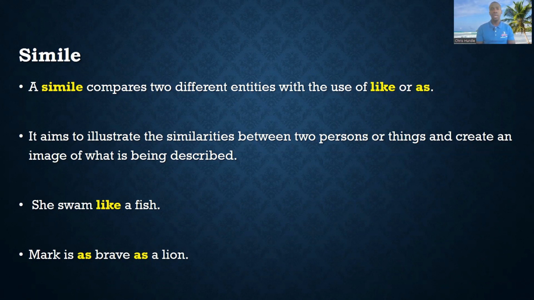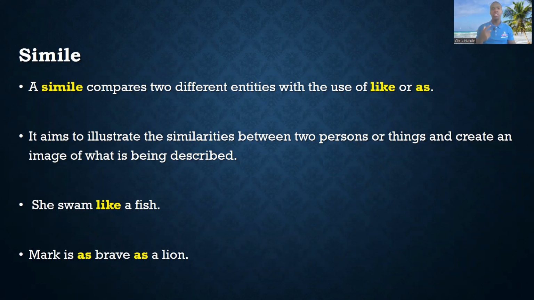Now, when I say entities, I'm referring to people or things. That's why I use entities rather than things, because things would exclude persons. So entities would encompass everyone and everything, right? So that's why entities is a more appropriate word. Those are the two requirements: a comparison between two different entities, and the use of the words like or as, right?